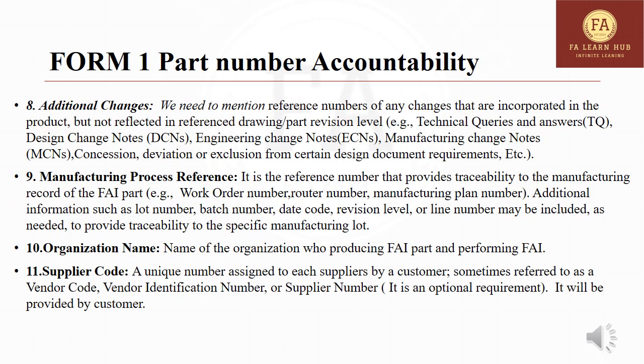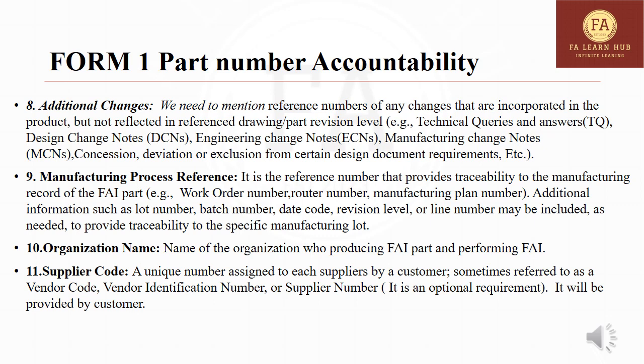The field 8, which is additional changes. We need to mention the reference numbers of any changes that are incorporated in the product but not reflected in the reference drawing or part revision level. For example, the drawing has some requirement, but we are not able to follow that requirement, and we have already communicated this to the customer or design agency and got the confirmation from them.